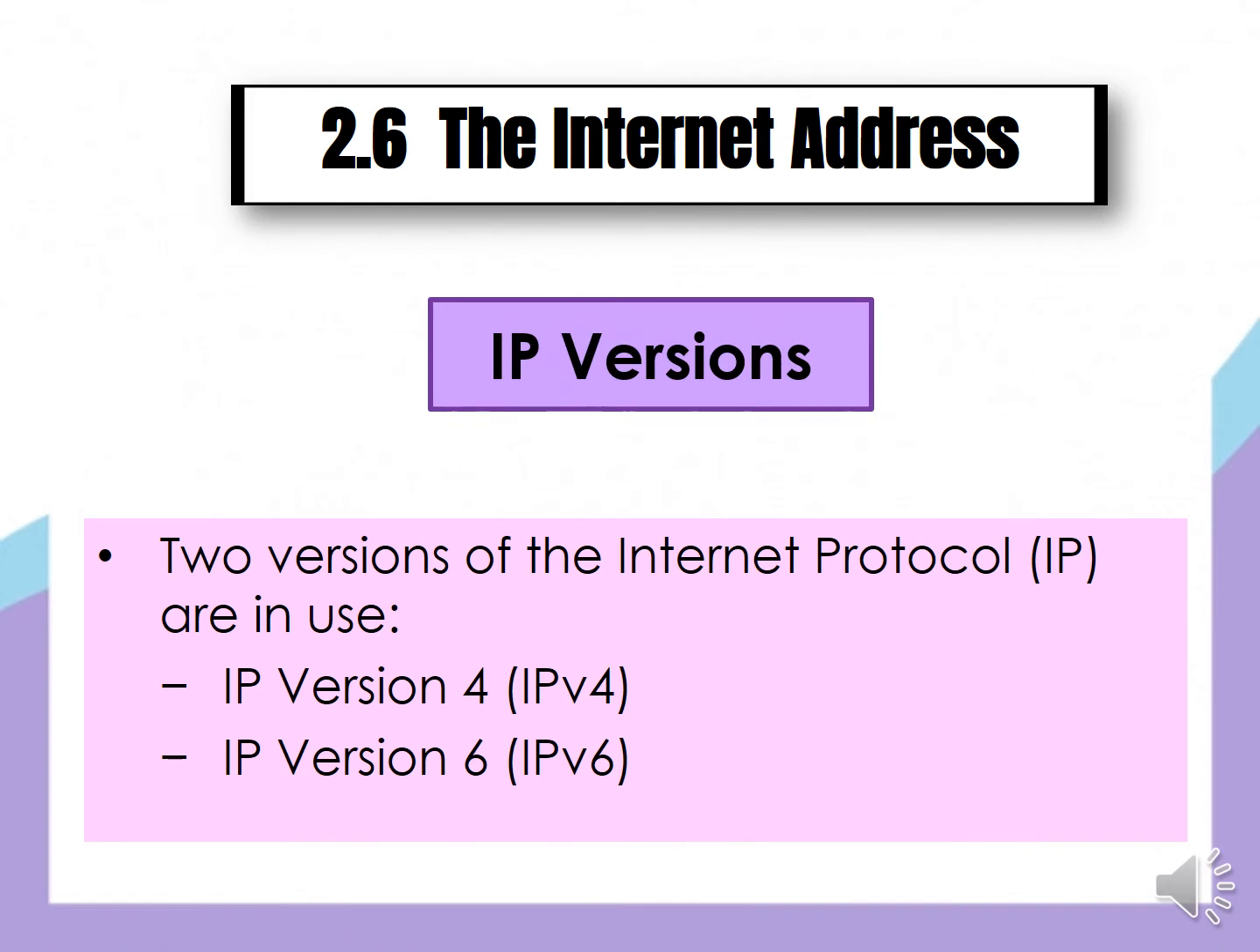There are two versions of IP address. The first one is IP version 4. It is the most widely used version of an IP address. Then we have IP version 6. It has more capabilities than IP version 4 because it can provide much more IP addresses than IP version 4.